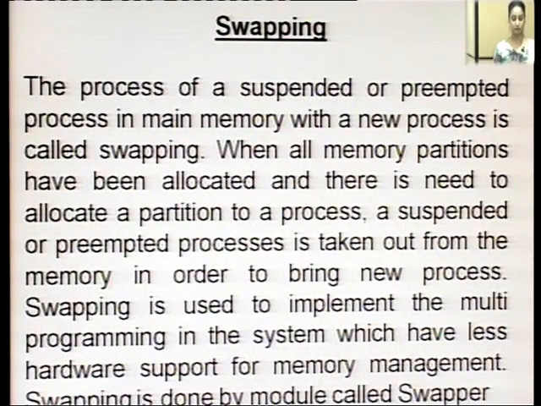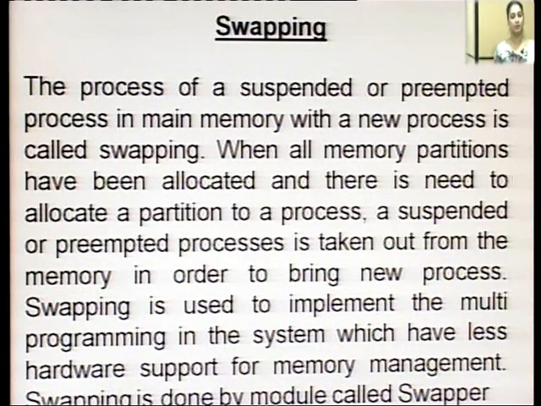Now, swapping. The process of replacing suspended and preempted processes in the main memory with a new process is called swapping. The process which is suspended is taken out of the main memory and a new process is stored in the main memory; this is called swapping. When all memory partitions have been allocated and there is a need to allocate a partition to a process, suspended or preempted processes are taken out of the memory in order to bring in the new process. Swapping is used to implement multi-programming in the system.